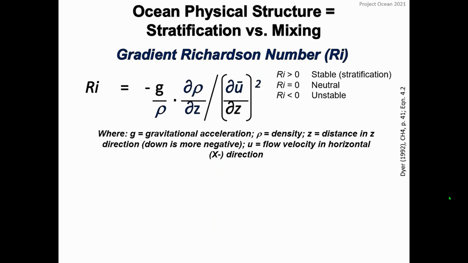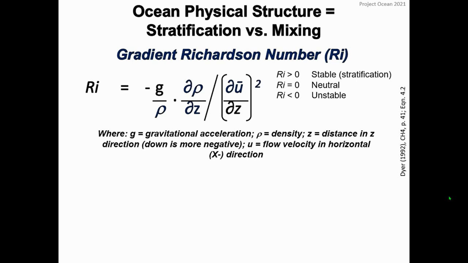Just to drive my point home, I'm going to end this remote lesson with some math. In other words, I'm going to show you just a mathematical ratio that compares stratification or layering versus mixing. We're going to do this so we can get just a mathematical concept of stability. So what I'm showing you right here is something called the gradient Richardson number. Don't worry about solving this or deriving it. All I want you to do is take a look at it.